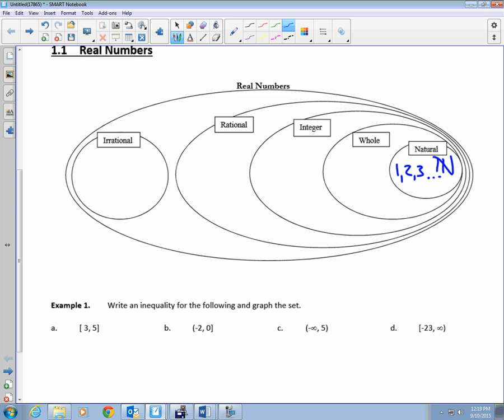So whole numbers include what other number? 0. True or false? All whole numbers are natural numbers. False. True or false? All natural numbers are whole numbers. True. Integers. What do integers include? Negative numbers. Thank you.